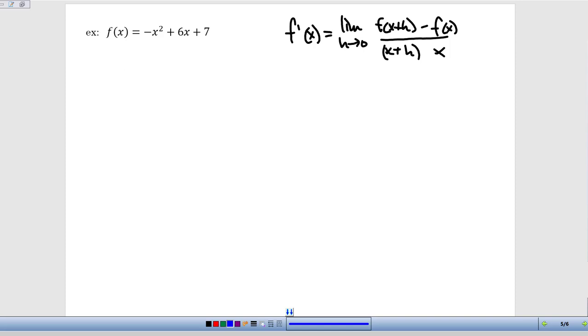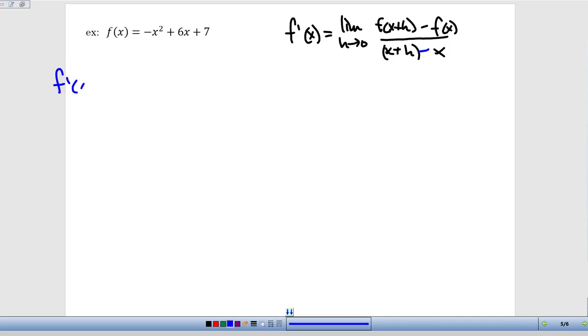So if you're feeling confident about your ability to find the derivative formula for one of these quadratic functions, we've done a couple of these already, you can skip to the second half of this video where we go through this for a cubic function. But otherwise, we'll embark on this one. So we've got our formula for the derivative using the limit as h approaches 0, the difference quotient.